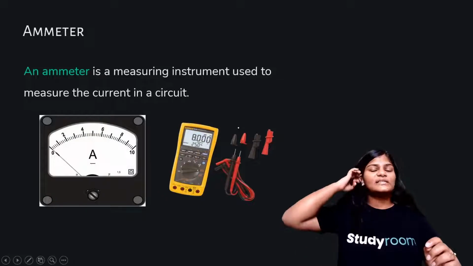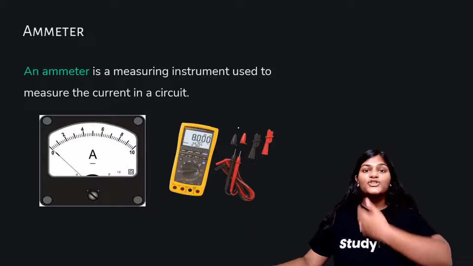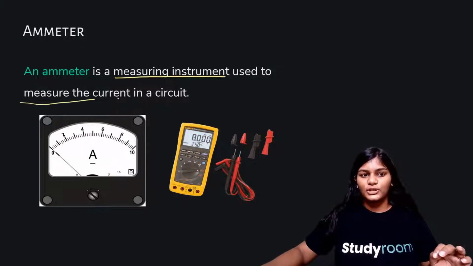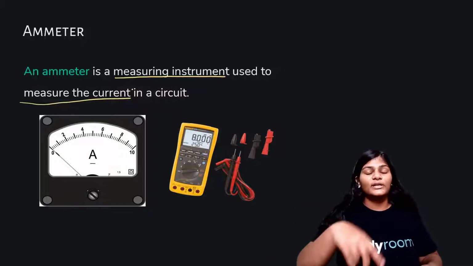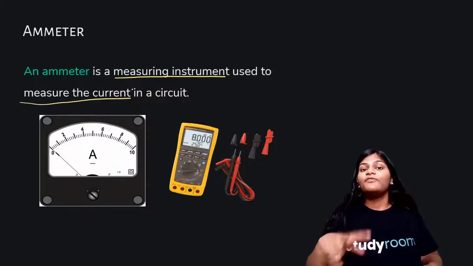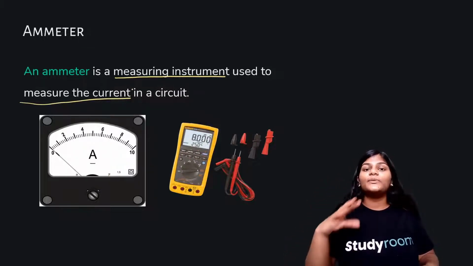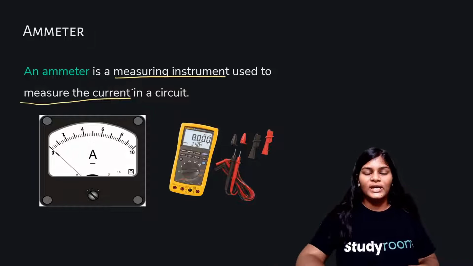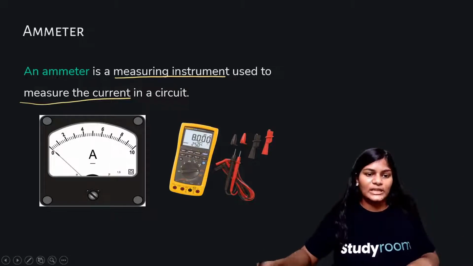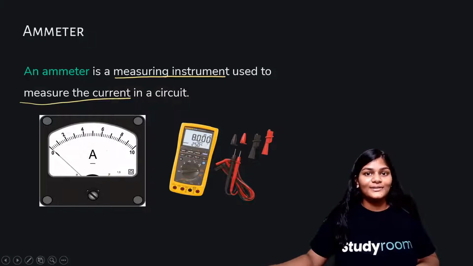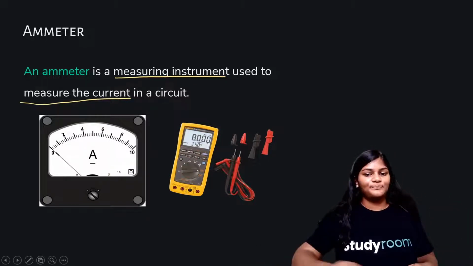Now, an ammeter is nothing but a device that is used for measuring the electric current in a circuit. It is a measuring instrument used to measure the current. If you go back to that circuit that we just studied with the bulb, the key and the battery, and connect an ammeter in that circuit, that ammeter will tell you how many amperes of current is flowing in that circuit. You can see in this diagram that there is an A symbol drawn. That A stands for the unit of current, which is ampere. Okay, great.